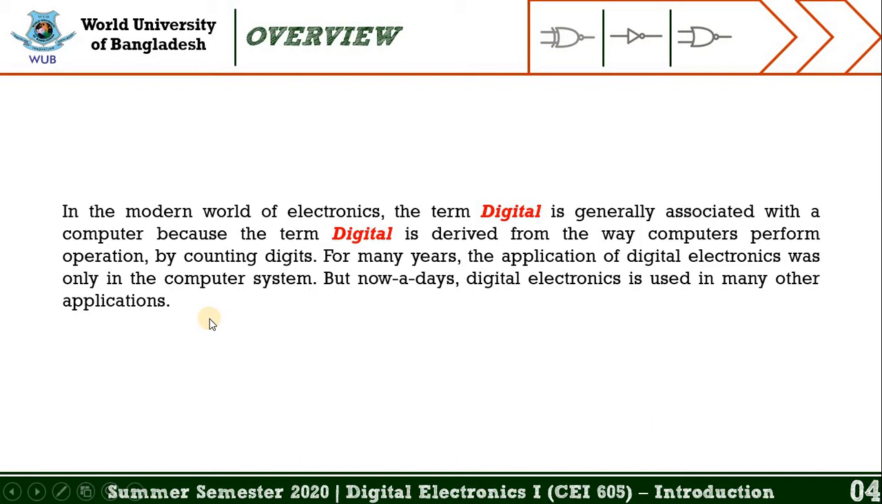From this slide, we would like to know what the word digital means. Well, in the modern world of electronics, the term digital is generally associated with computers, because the term digital is derived from the way computers perform operations by counting digits. For many years, the application of digital electronics was only in computer systems, but nowadays digital electronics is used in many other applications.